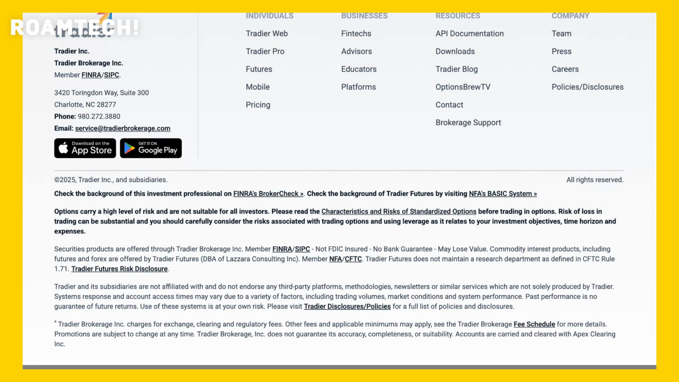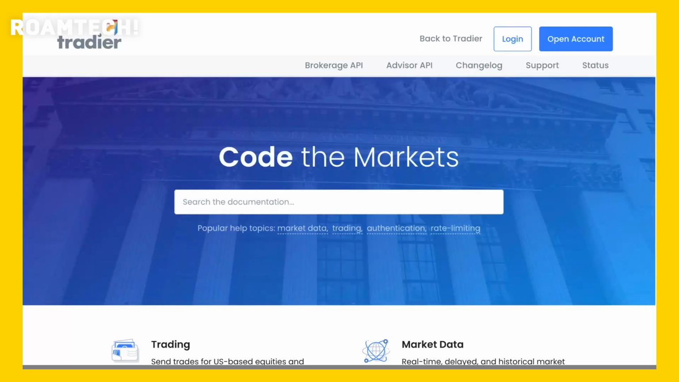Getting started was surprisingly straightforward. The documentation was well organized and easy to follow, and I had my first simple trading bot up and running within a couple of hours. Navigating the API was intuitive, particularly the endpoints for market data retrieval. I was easily able to pull real-time quotes for my preferred stocks.